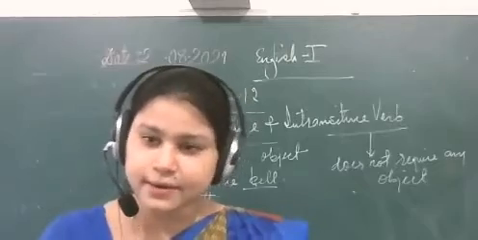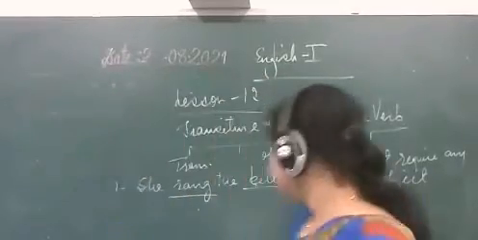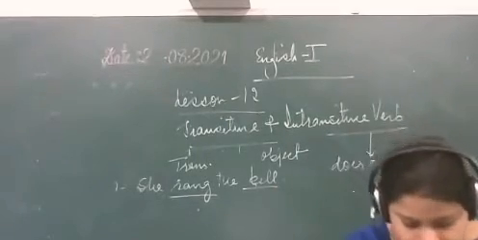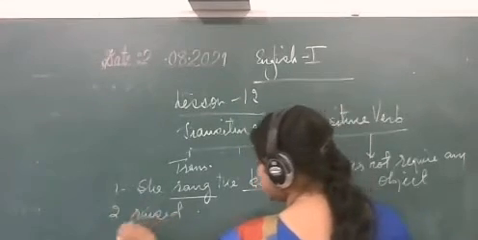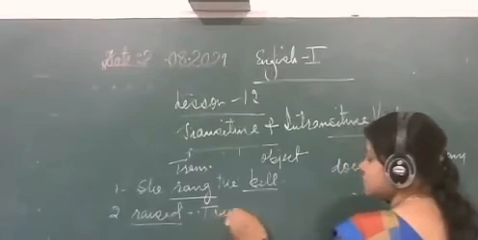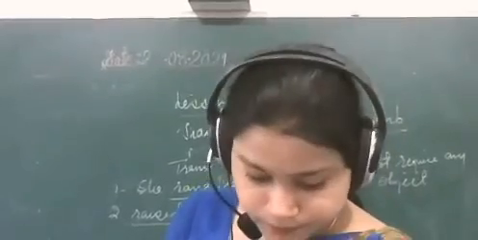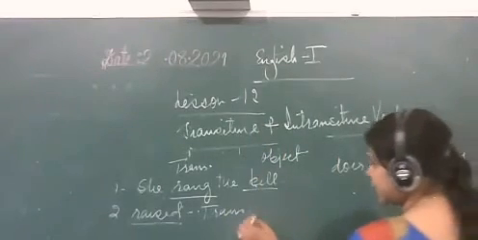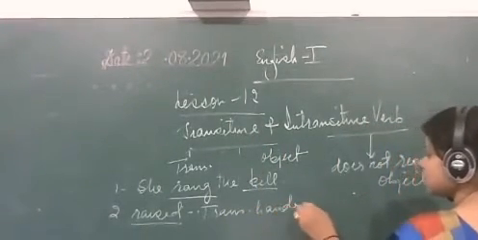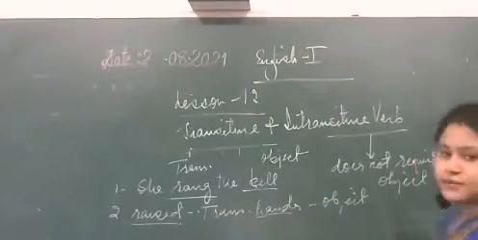Twelve children raised their hands. So here the word is raised. That raised is a transitive verb and hands is the object. You will underline hands and then write that hands is the object. Clear?